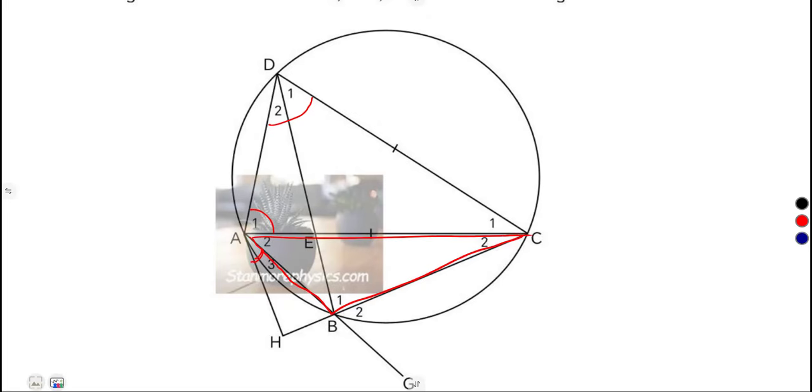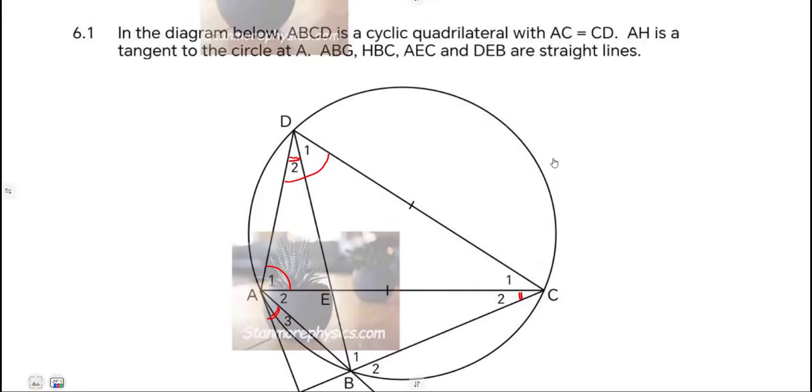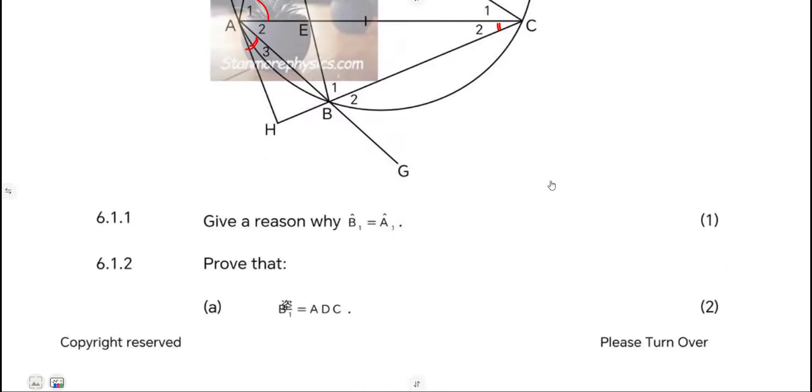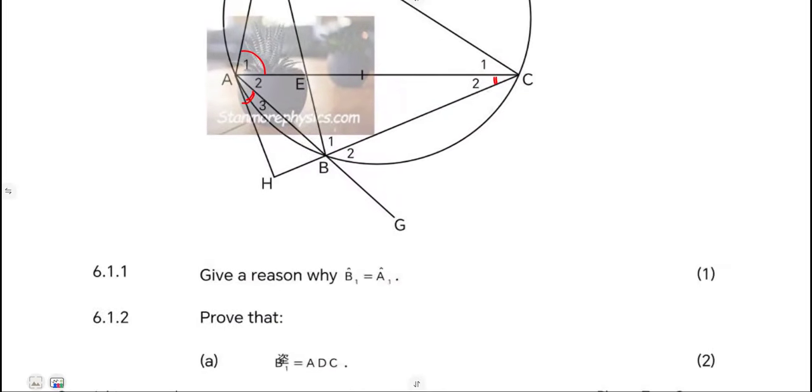So this angle is formed at C2, which is the same as angle A3 from that tangent. It is also the same as angle D2. All right. So that's what we can see from there. Then the straight lines are given.